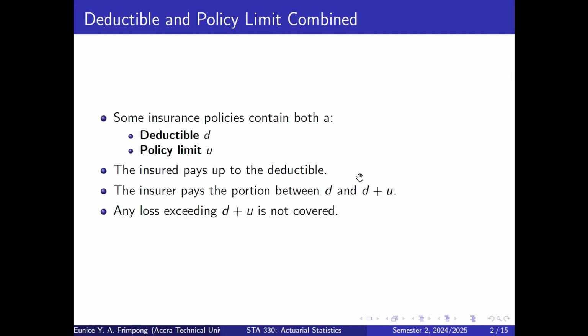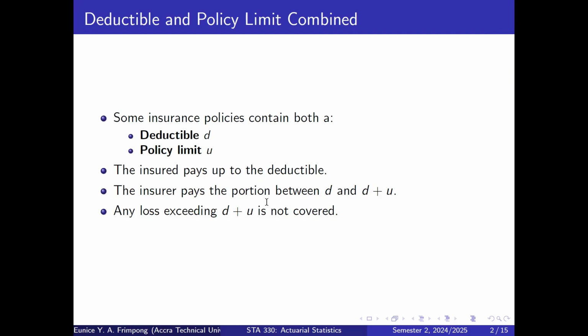In real-world insurance, it's common to see a policy that includes both a deductible, denoted as D, and a policy limit, denoted as U. Now, here is how they work. The deductible is the amount the insured must pay before the insurer pays anything. And the policy limit, U, is the maximum amount the insurer will pay for a covered loss.